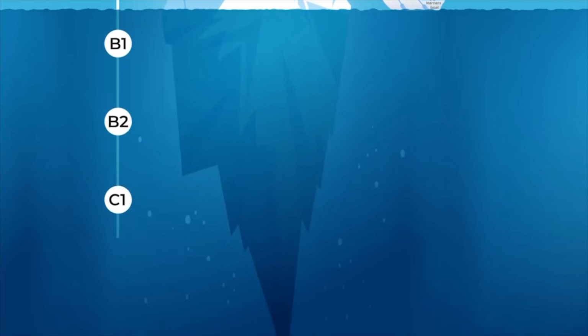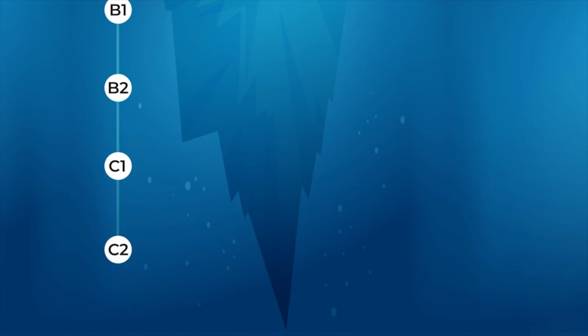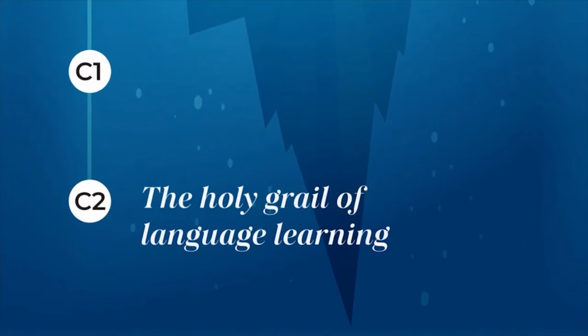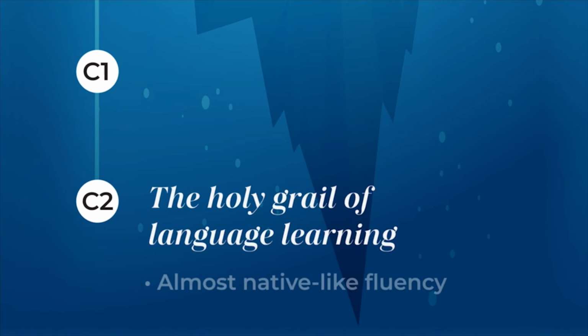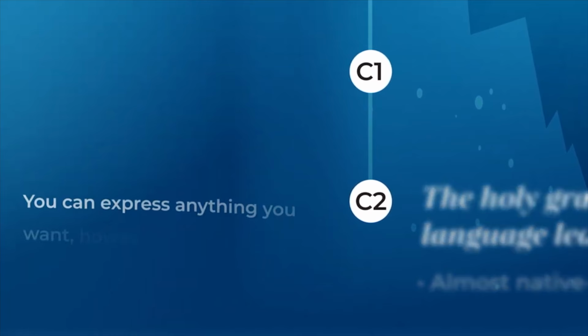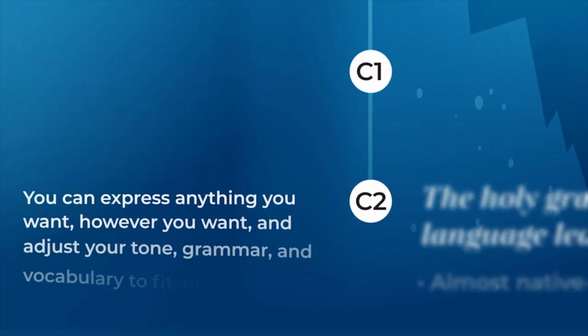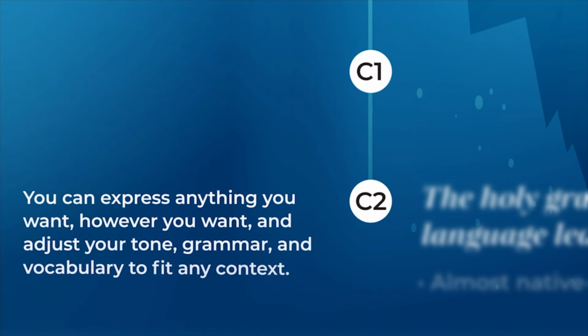Now we've reached the bottom of the iceberg, C2. This level is the holy grail of language learning, almost native-like fluency. At C2, you can express anything you want, however you want, and adjust your tone, grammar, and vocabulary to fit any context: casual or formal, academic or artistic, heated debate or poetic reflection.